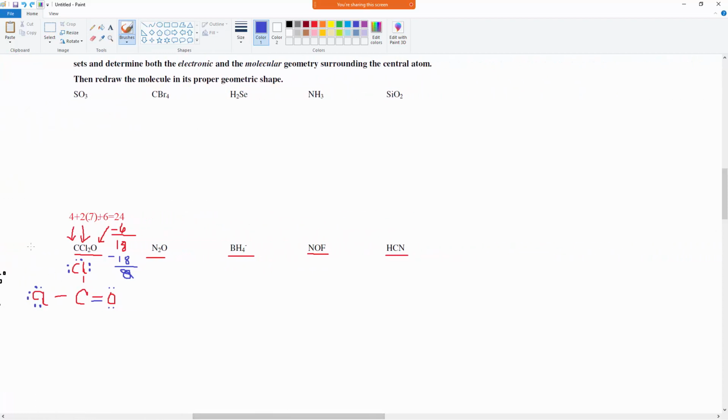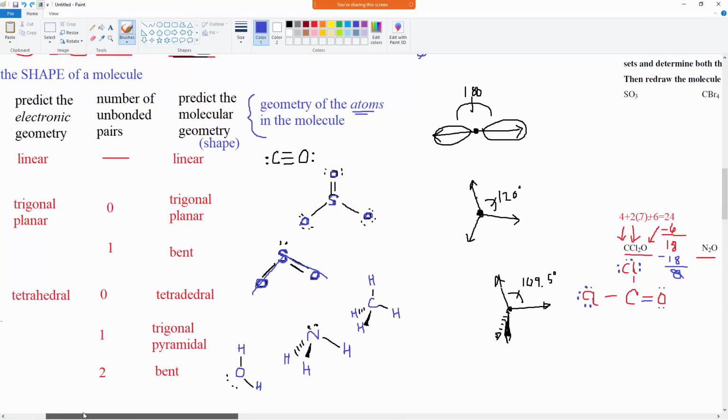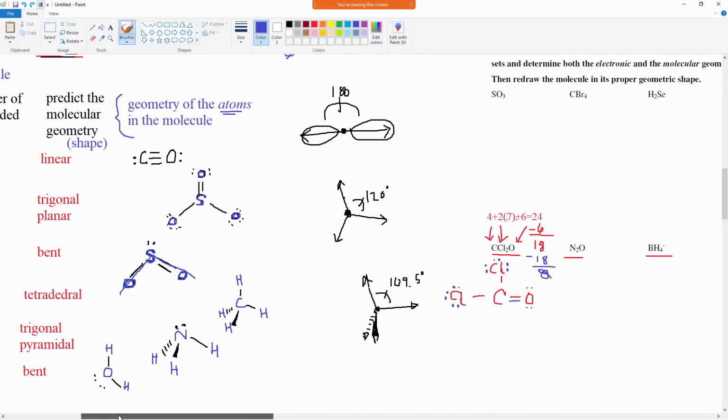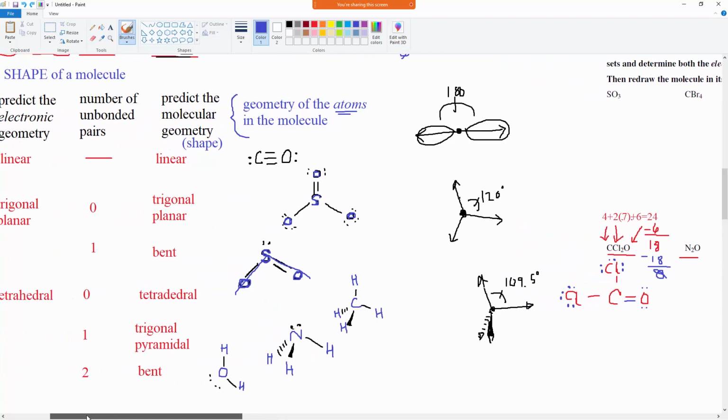That's a little bit tricky, but you guys can do it. Okay, now everybody's happy. I've drawn the right Lewis dot structure, and I have to say, what is the shape of this molecule? It asks for the number of electron sets and the electronic and the molecular geometry, and then we redraw it.